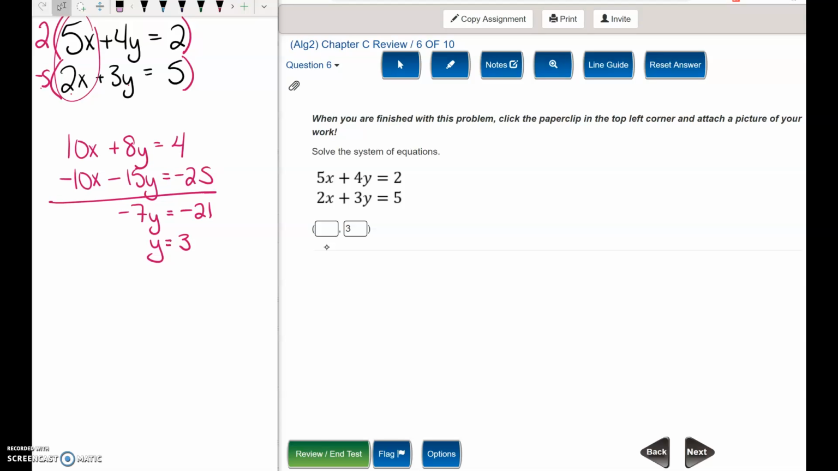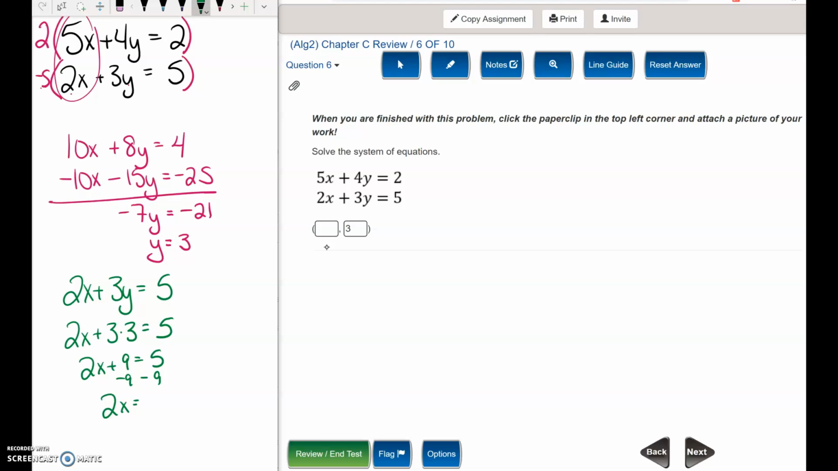You can choose either equation to plug this back into. I am going to pick 2x plus 3y equals 5. So 2x plus 3 times 3 equals 5. Subtract 9 on both sides. That gives me 2x equals negative 4, which means that x equals negative 2. And again, no funny business with the negatives. Minus sign, 2, that's it. No spaces, no weird stuff.